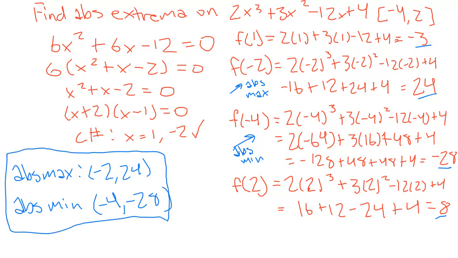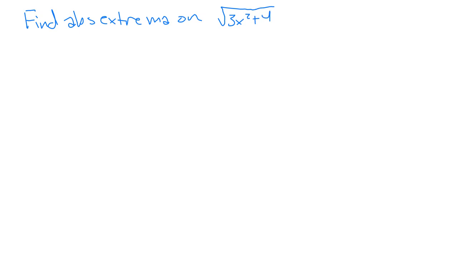We have about 10 more minutes, so let's go ahead and try to do one more. Once again, we are going to find the absolute extrema of the square root of 3x squared plus 4 on the interval [-2, 2].